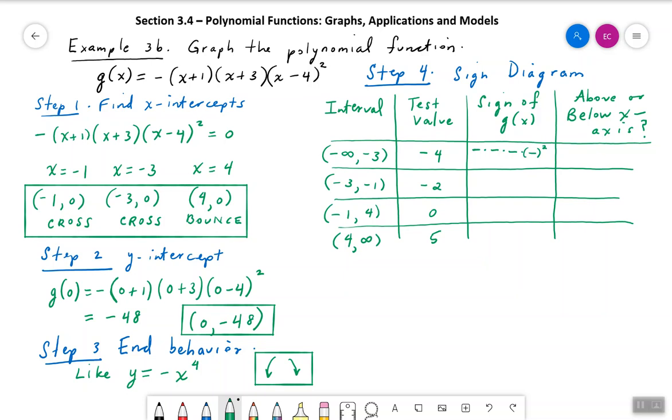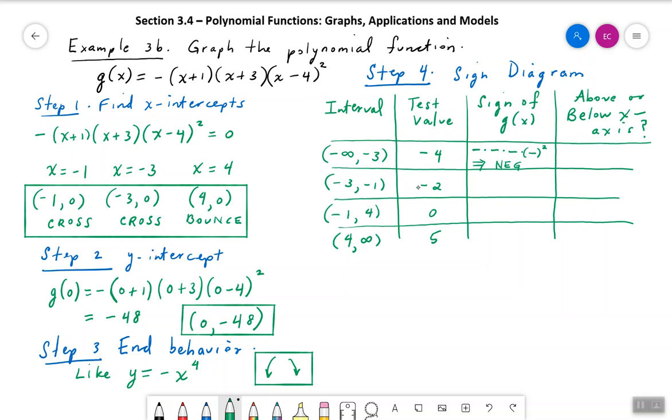How many negatives are getting multiplied together? Looks like 1, 2, 3, and then 2 more makes 5. So 5 negative numbers multiplied together gives us a negative. An odd number of negatives multiplied together gives a negative. An even number of negatives multiplied together gives a positive.